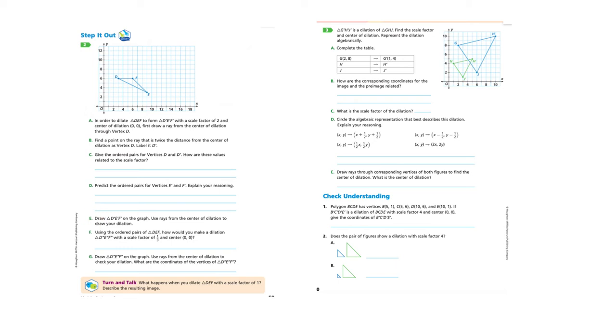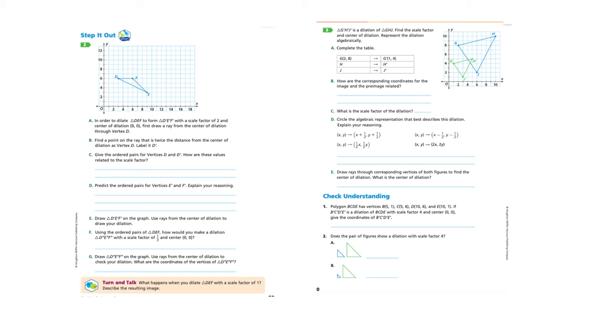Then go to E and draw the triangle D prime, E prime, F prime on the graph. Use the rays from the center of dilation to draw your dilation.